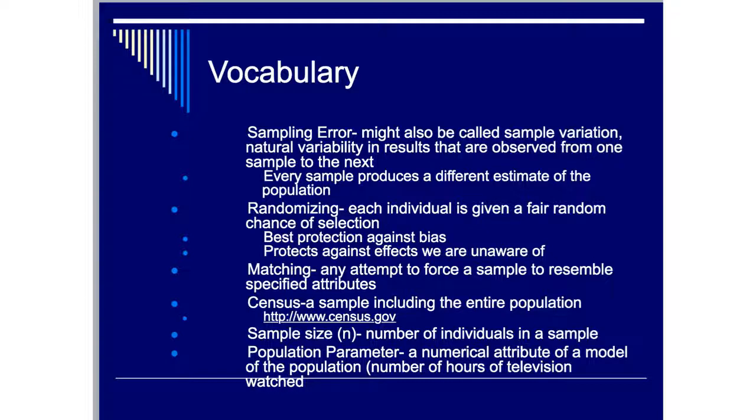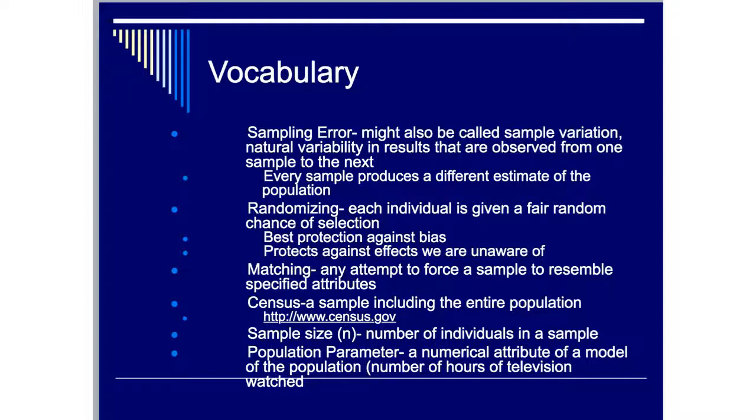So one of the best ways to protect against bias is randomization, okay? Each individual needs to be given a fair random chance of selection. It protects also against effects we are unaware of, okay?